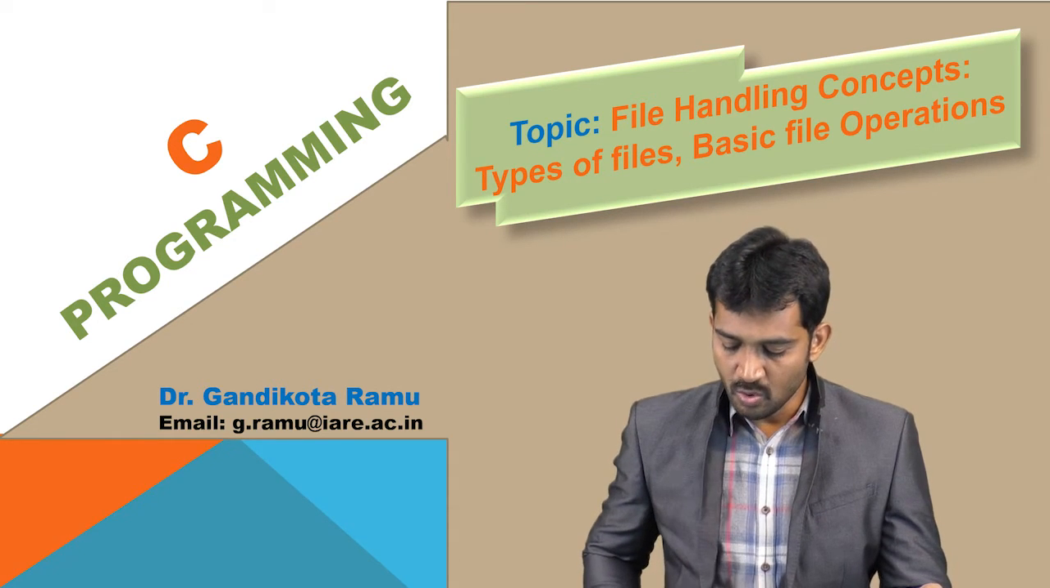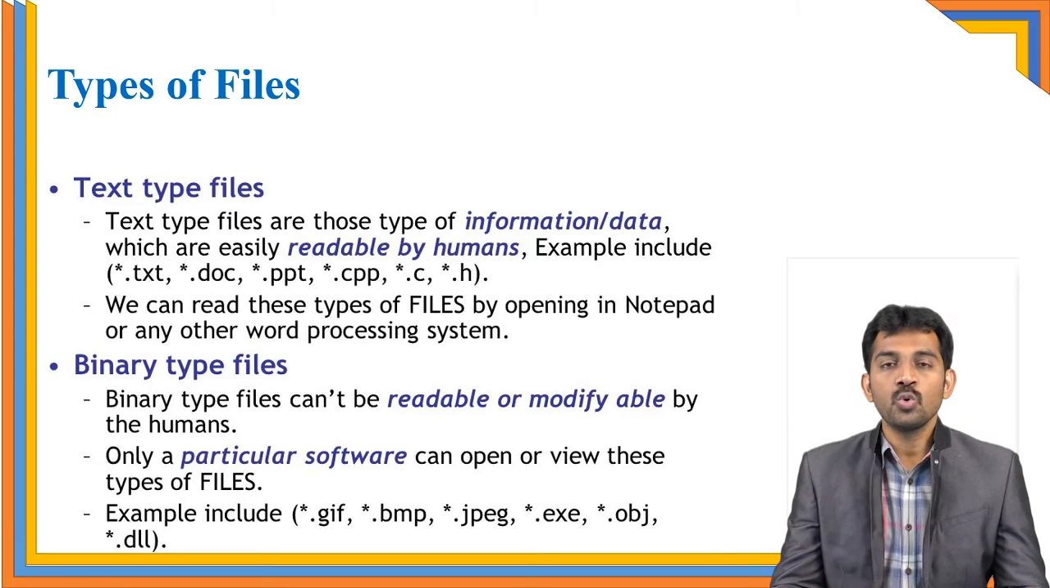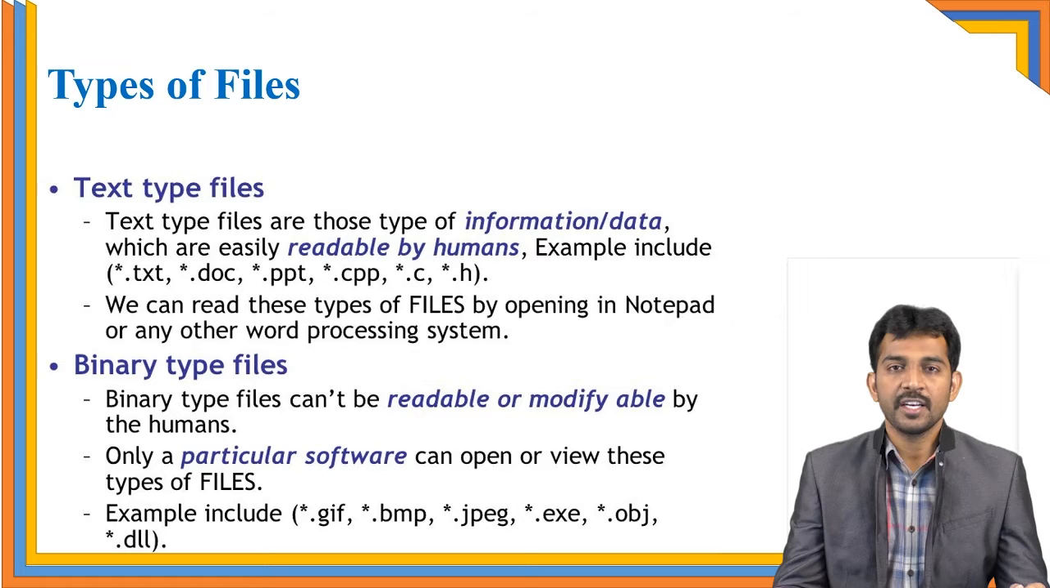Let us see the types of files. There are two types of files available. The first one is text files, and the second is binary files. What is the meaning of text files? Text files hold textual information and data. For example, your Word document and text file, and PowerPoint, all come under text type files.